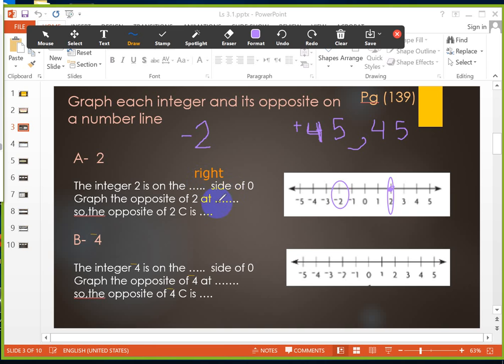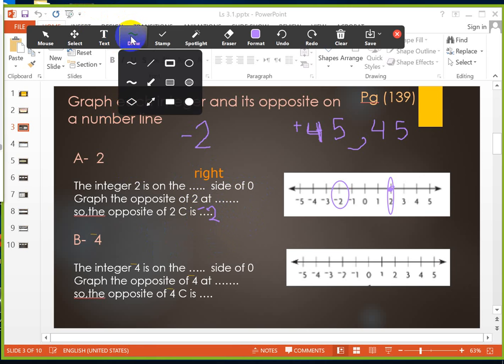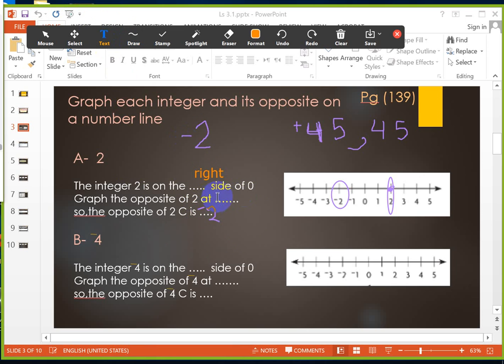As we said, it will be on the right, very good. It will be on the left, but here I want to write the opposite of 2. First thing, I will write the answer will be negative 2. Okay? And the opposite number will be on the left. Thank you, girls. That's correct.